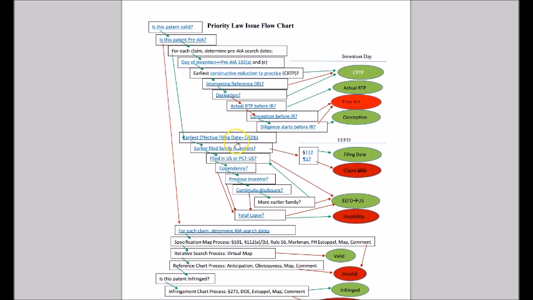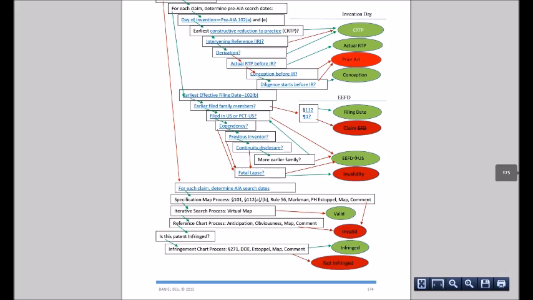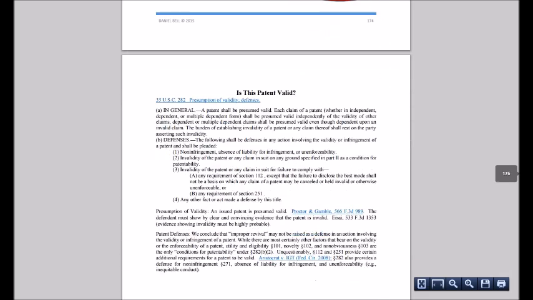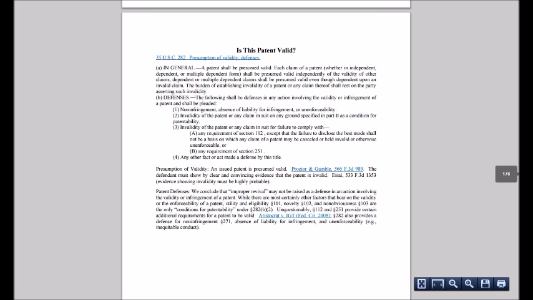And so this process flow is the first document in the priority law flow chart. We saw the first question at the top said, is this patent valid? Well, as we know, 35 U.S.C. 282, presumption of validity, and then the defenses defines what, if you will, what is determinative with respect to validity.